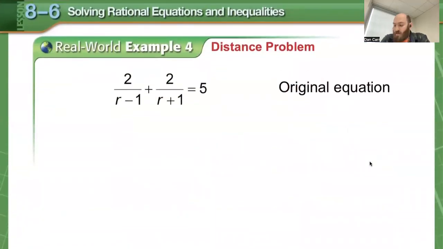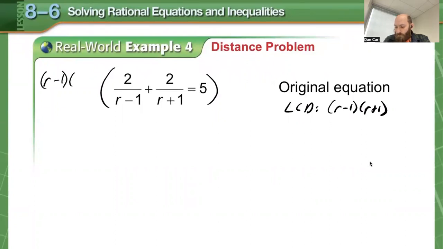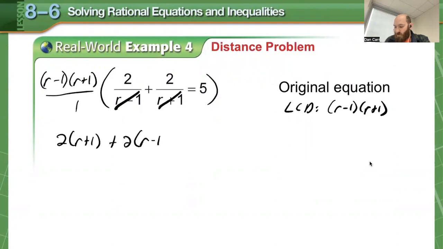Our overall time of 5 is made up of 2 over r minus 1 and 2 over r plus 1. So just like our other rational functions, let's find our least common denominator, which in this case is r minus 1 times r plus 1. So we're going to multiply everything here by r minus 1, r plus 1. Okay, so this one's going to cancel out. I'm going to end up with 2 times r plus 1. R plus 1 cancels out, so I have 2 times r minus 1. And that's equal to 5 times, I'm going to go ahead and just rewrite it as r squared minus 1.